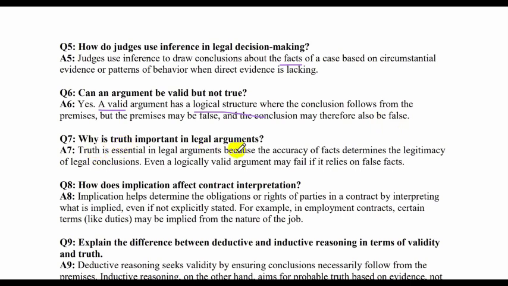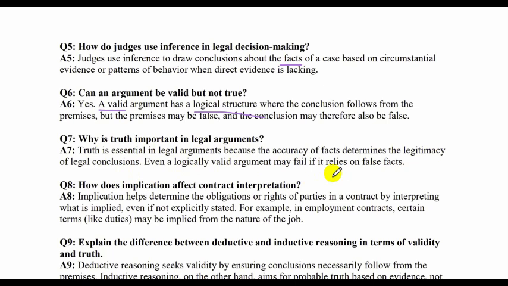Why is truth important in legal arguments? Basically, truth is the content of that argument. So if the content of the argument is not true, then of course it will lead to an invalid, illogical, incorrect argument. Let's go through the question. Why is truth important in legal arguments? Truth is essential in legal arguments because the accuracy of the facts determines the legitimacy of legal conclusions. Even a logically valid argument may fail if it relies on false facts.